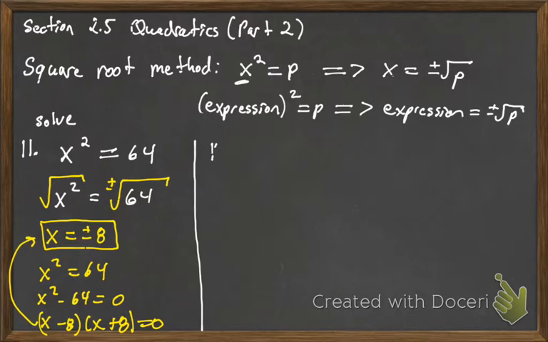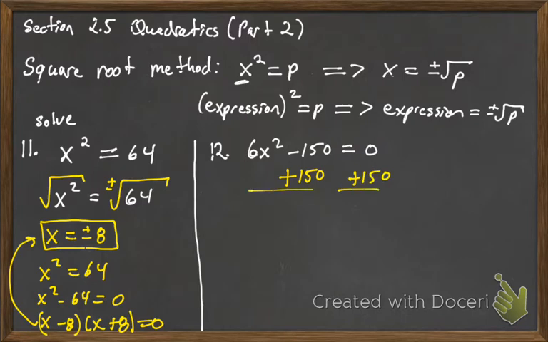Okay, so we're going to run through a couple more examples, and so one of the things that we'll want to do is isolate the quantity squared. So for example, in this one here, we have 6x squared minus 150 is equal to 0. So what we'll want to do here is isolate the x squared. So we're going to add 150 to both sides. And once we've done that, we'll divide by 6 and then take the square root of both sides.